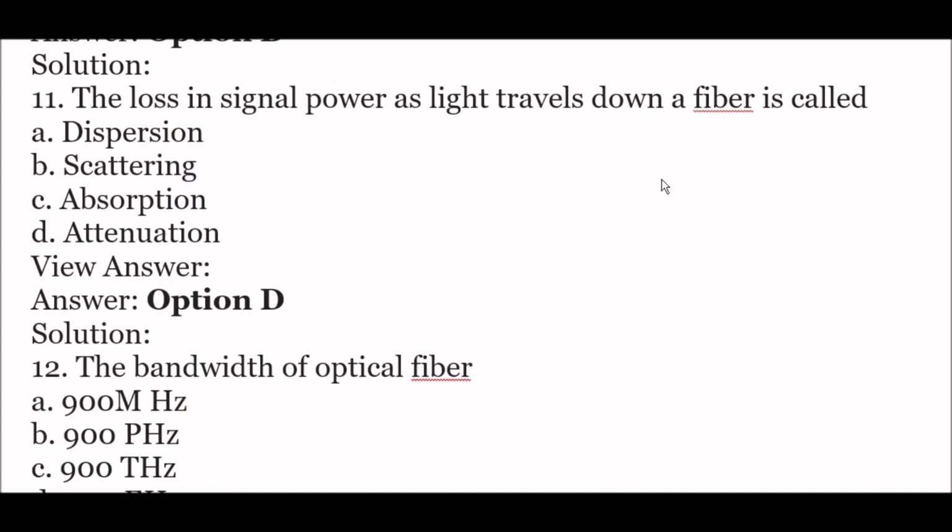Okay. Next question. The loss in signal power as light travels down a fiber is called: option A, dispersion. Option B, scattering. Option C, absorption. Option D, attenuation. Right answer is option D, attenuation. It means the loss in signal power as light travels down a fiber is called attenuation.